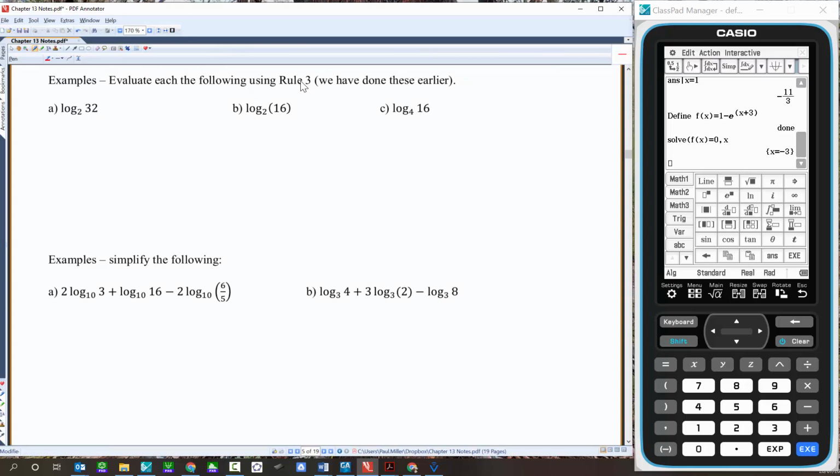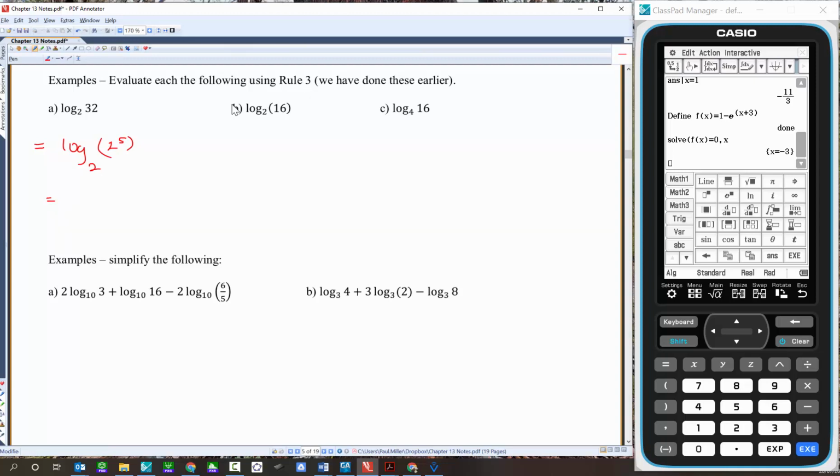Evaluate each of the following using Rule 3. We've done these earlier. So what's Rule 3? Well, I'd be willing to bet that what we want to do is re-express this. So I'm going to write this in a different way. So instead of doing 2 to the 5 equals 32, I know that the answer is 5. I'm going to write this here as log 2, now I'm going to write 32 as 2 to the 5 like that.